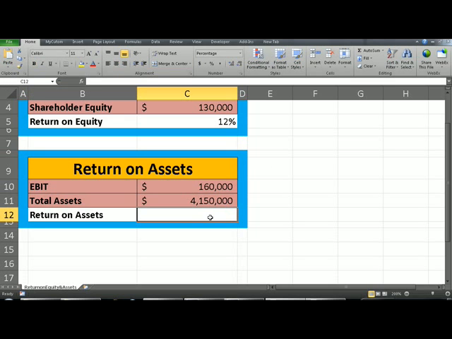To calculate return on assets, click on C12 and type equals earnings before income tax divided by total assets, and hit enter. Here you can see that return on your assets is about 4%.